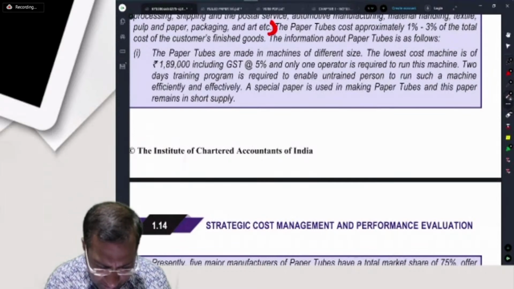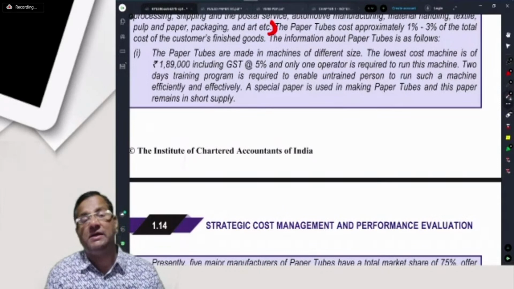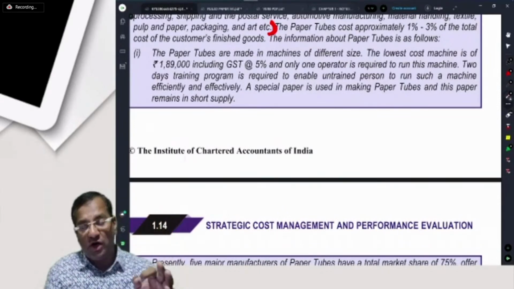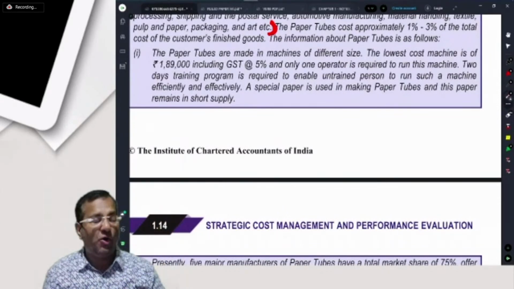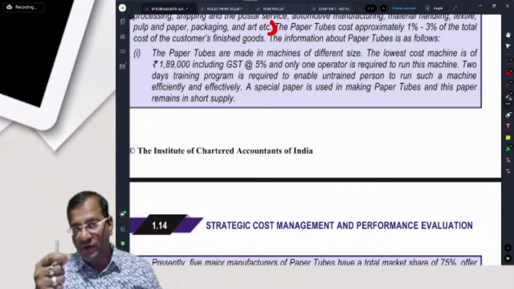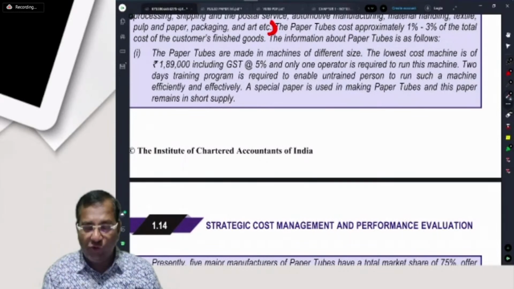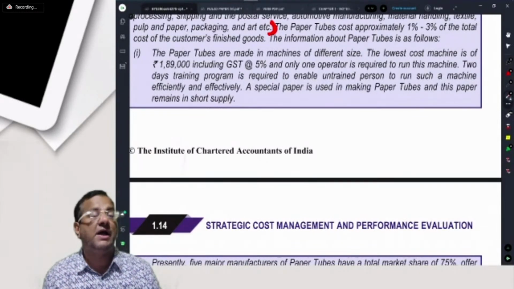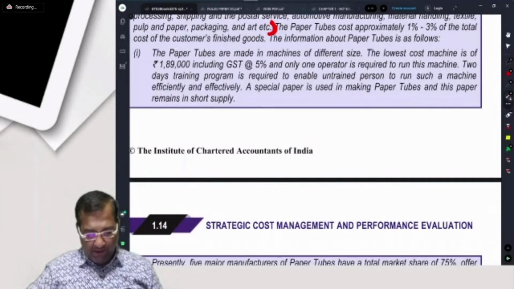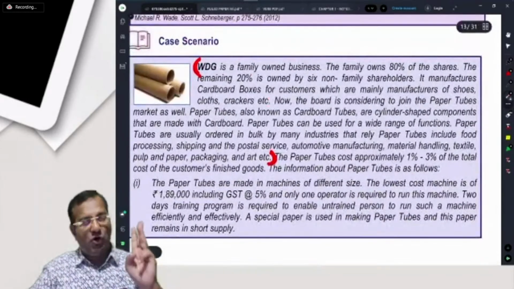And this point, a special paper is used in making the paper and which remains in short supply. So this is the point of bargaining power of supplier. In this particular case, since the material demand is more than its supply, therefore the supplier will have a high bargaining power. So till now, beta, in this page number 13, we have got 3 points.